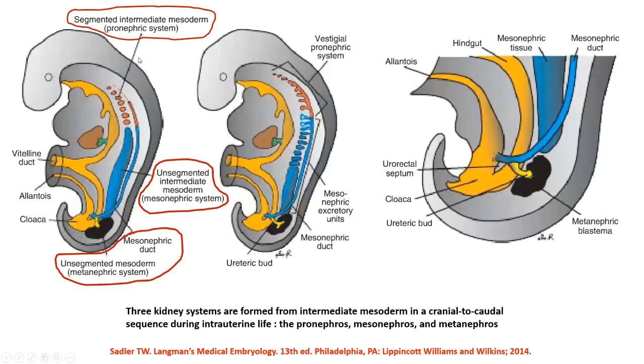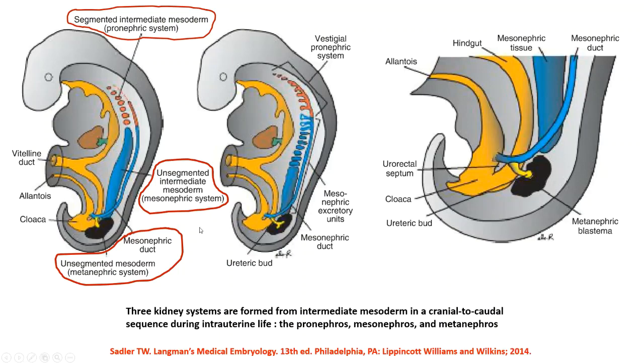So if you see this particular illustration, this is the intermediate mesoderm, which is composed of 3 important parts. That is the segmented intermediate mesoderm, or the pronephros, the earliest, which does not contribute to the kidney in any way. The unsegmented intermediate mesoderm, that is the mesonephric system, which will give rise to the mesonephric duct.